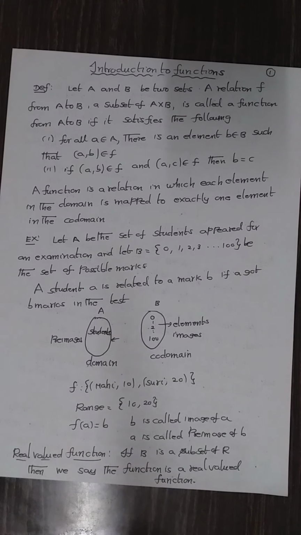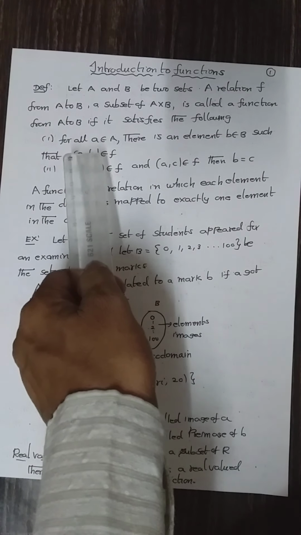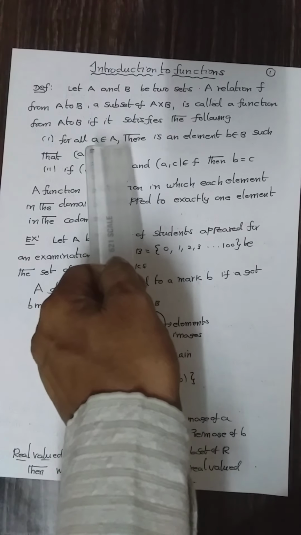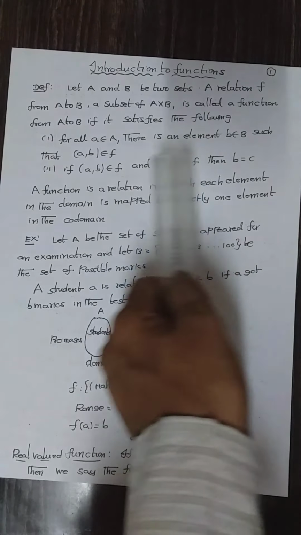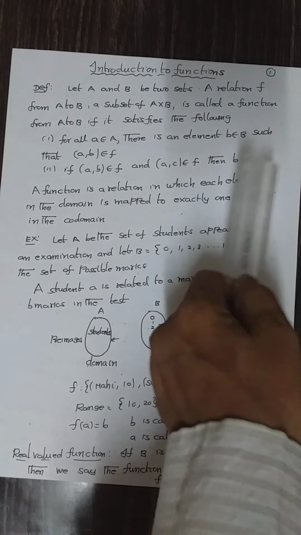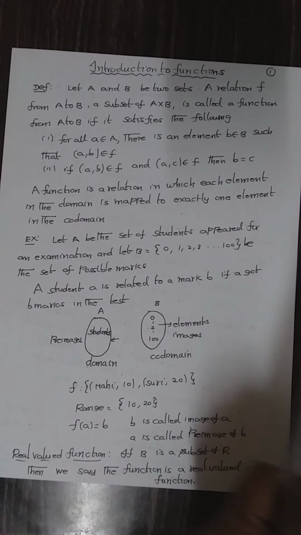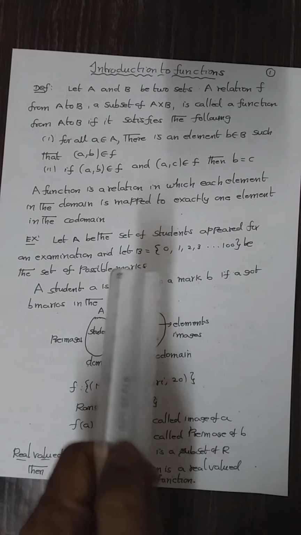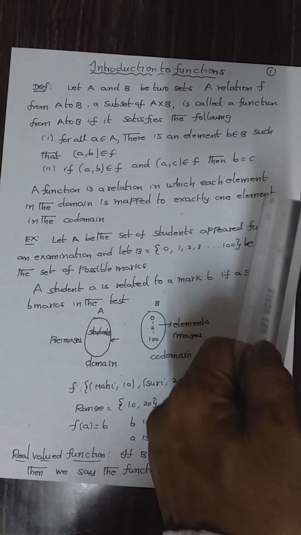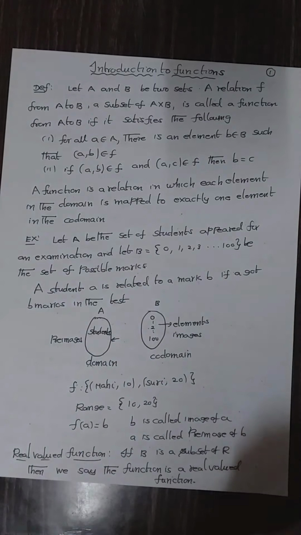So what are the conditions it has to satisfy? For all a belongs to A. What is the meaning of this? For every element a belonging to set A, there is an element b belonging to set B, that means there should be some mapping to an element b in set B, such that (a, b) belongs to F. That's what I told first also: for every element in A there should be an element in set B such that (a, b) belongs to F.